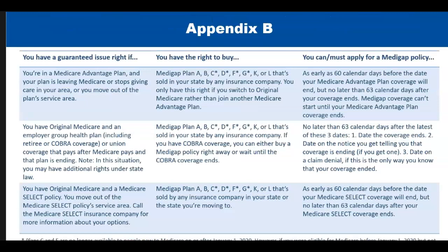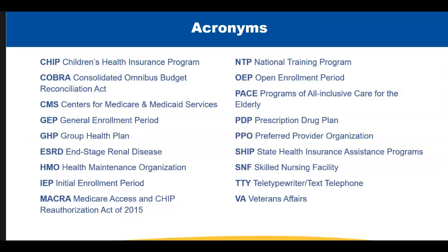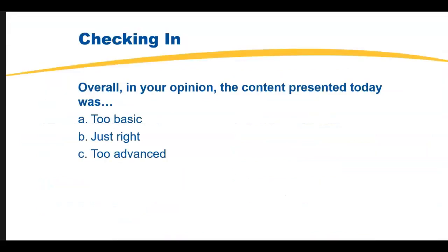And there's a good chart to explain the different guaranteed issue rights. This is specific to each guaranteed issue right: what it is that you're going to have the right to buy, the time period that you need to work with for this policy, and employer information, and then just our favorite acronyms.